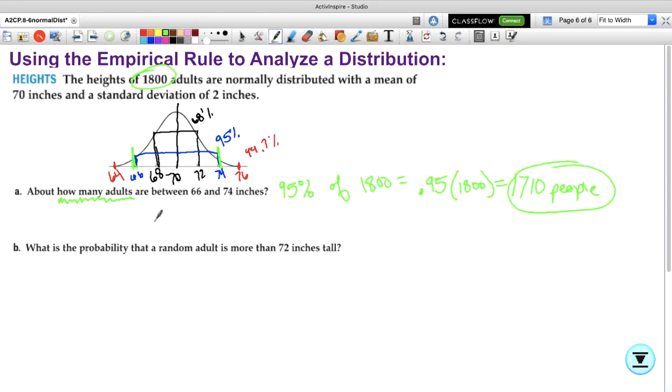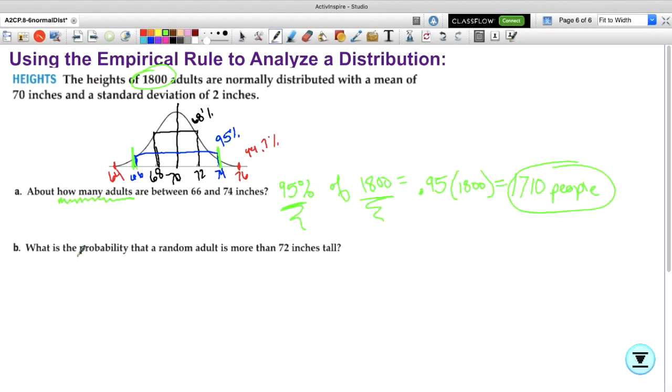So make sure you're careful with the question, right? They're not saying what percent of adults, that would be 95. They're saying how many, so we have to do 95% of the entire sample, which was 1,800. So we change it to a decimal and multiply. And if you look, that number makes sense, right? That's almost everybody. It's 95%. That seems about right compared to the total.